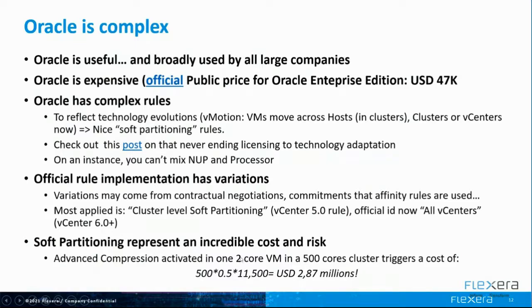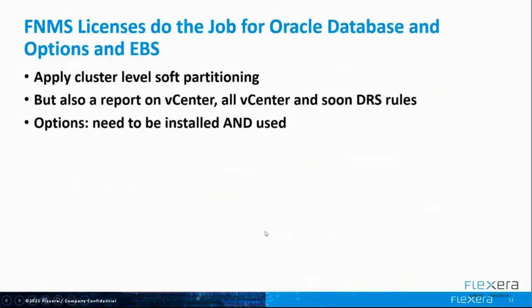Sub-partitioning can represent an incredible cost and risk. A 2-core VM on a 500-core cluster, and I know some 1,000-core clusters, so it exists, can trigger a cost of nearly $3 million. So there are two angles.